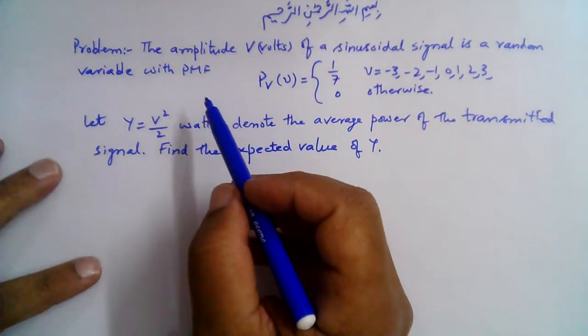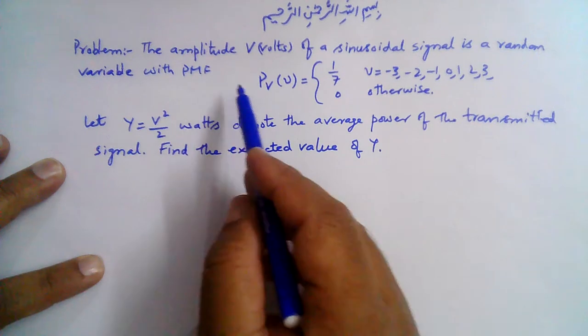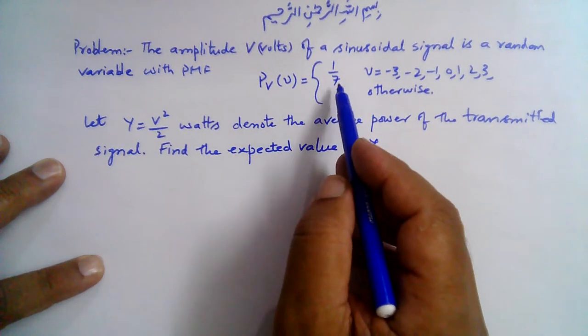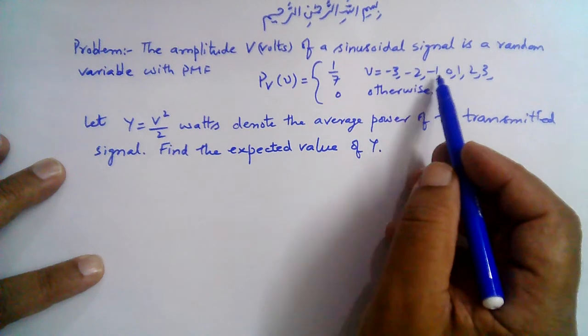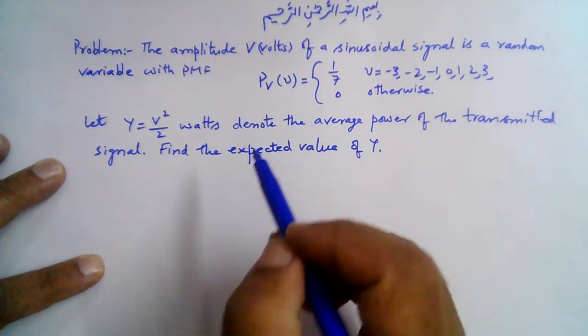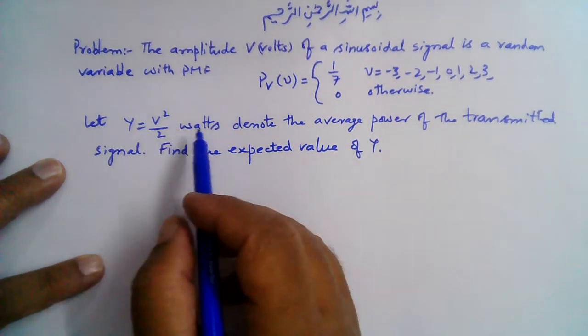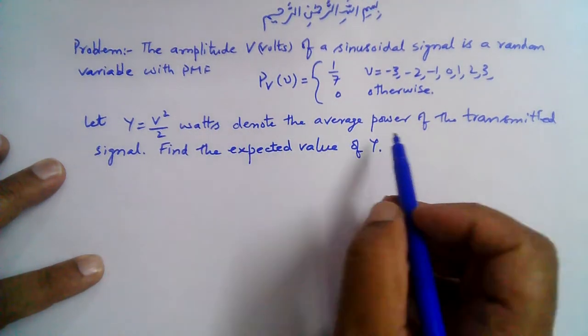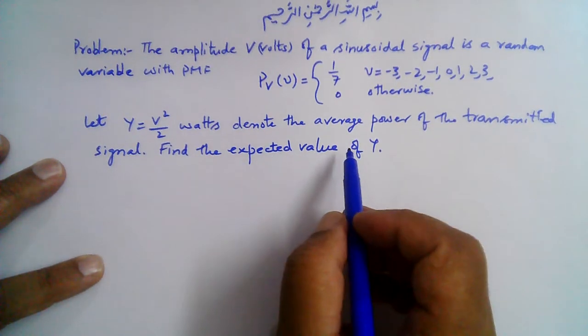The amplitude V volts of a sinusoidal signal is a random variable with PMF P_V(v) equal to 1 over 7 when V is equal to minus 3, minus 2, minus 1, 0, 1, 2 or 3, and this is 0 otherwise. Let Y is equal to V square over 2 watts denote the average power of the transmitted signal. Find the expected value of Y.